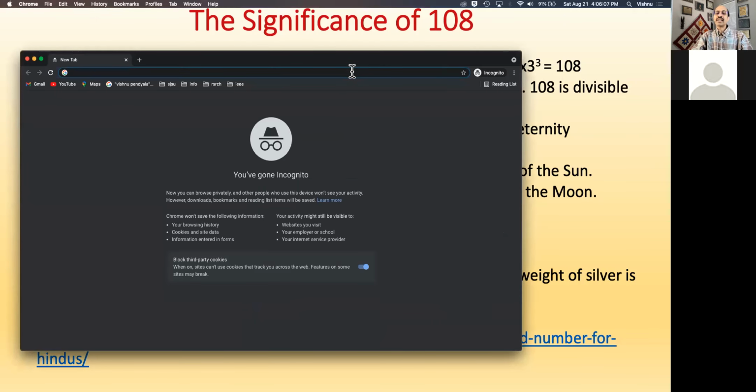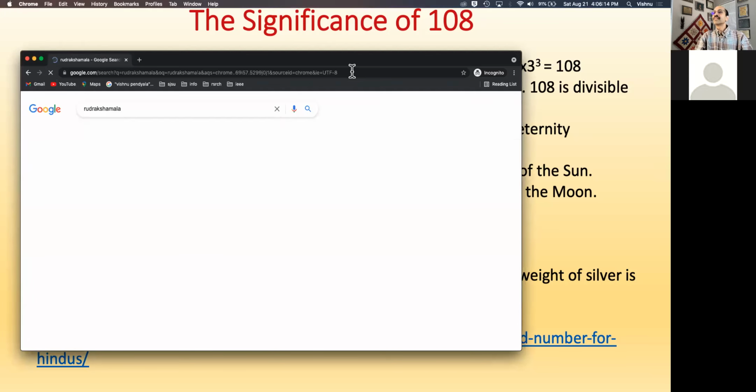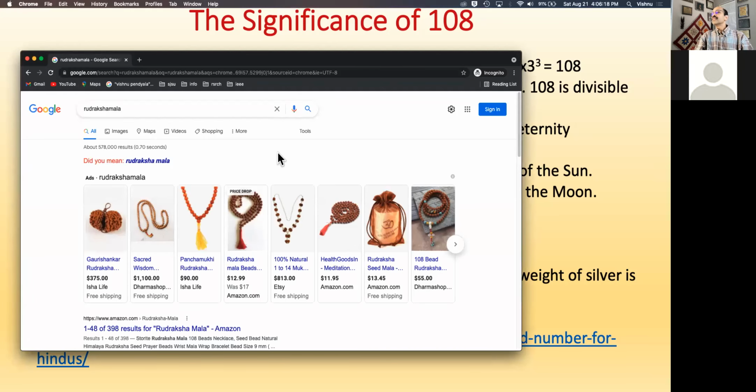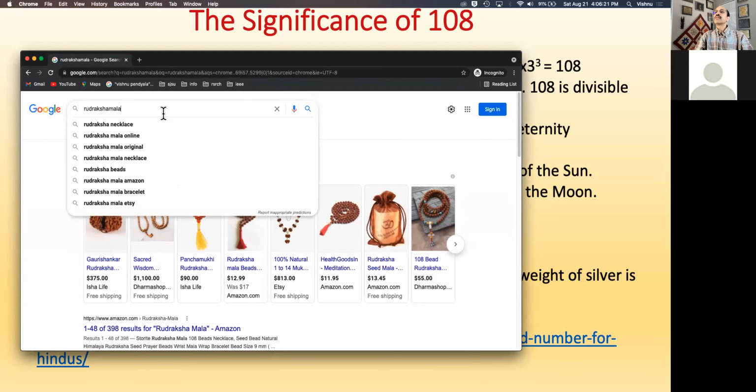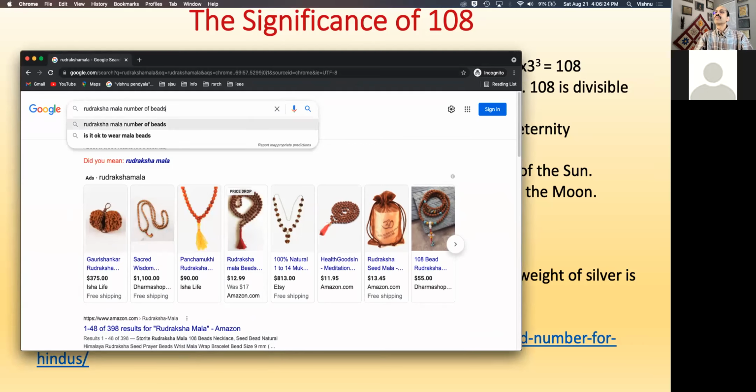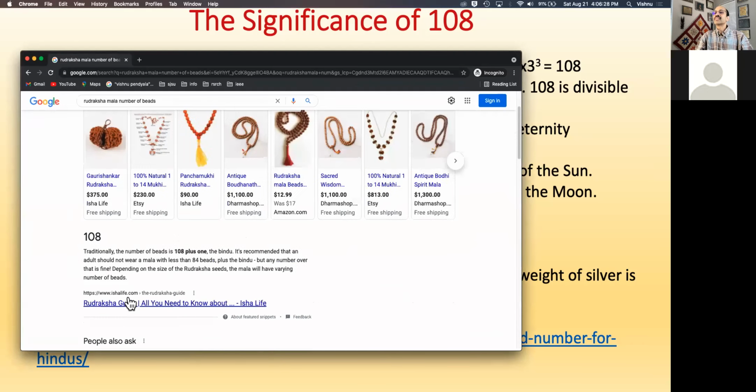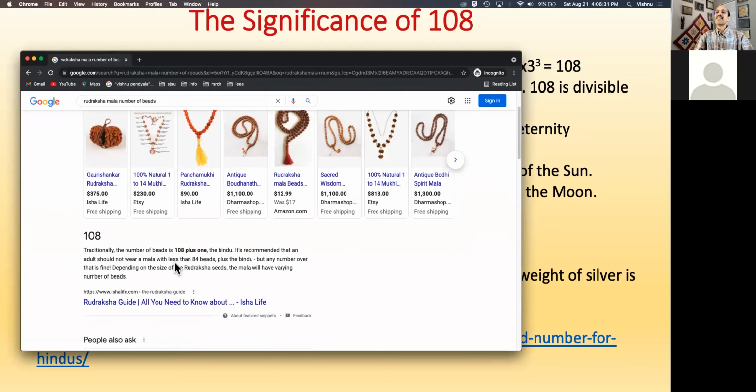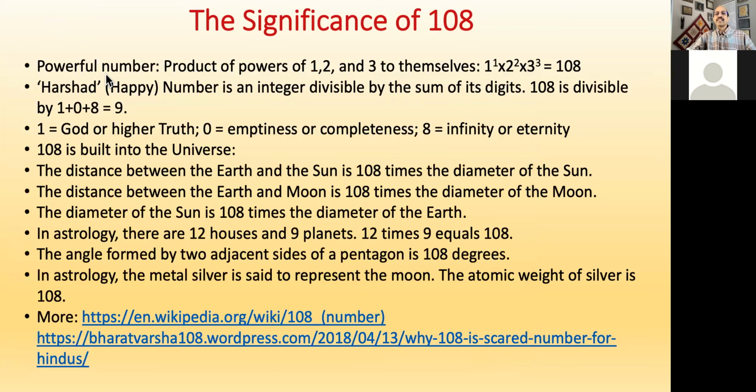So if you search for Rudrakshamala, number of beads, 108. So there are like 108 beads. The idea is that we repeat a mantra, or whatever that we are meditating upon, 108 times. So 108 is a very powerful number, and it has been established.